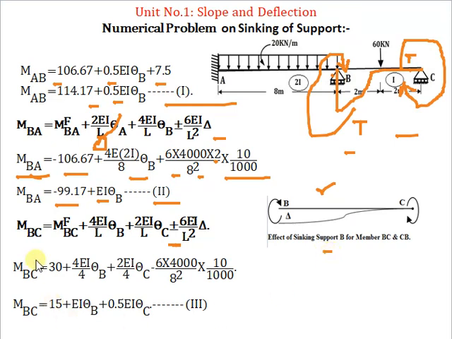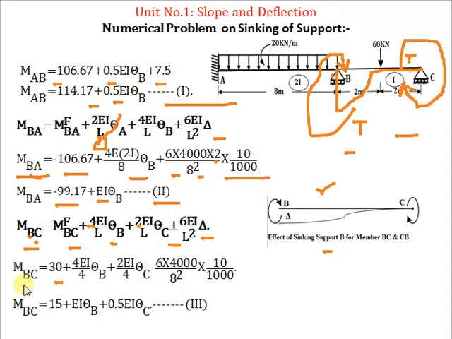So let MBC is equal to MFBC plus 4EI by L into theta B. Now again the first letter is B, so for the first, theta B, you have to take 4. Now the second letter is C, so for theta C you have to take 2. Likewise you have to remember: 2EI by L theta C plus minus 6EI by L square into delta.